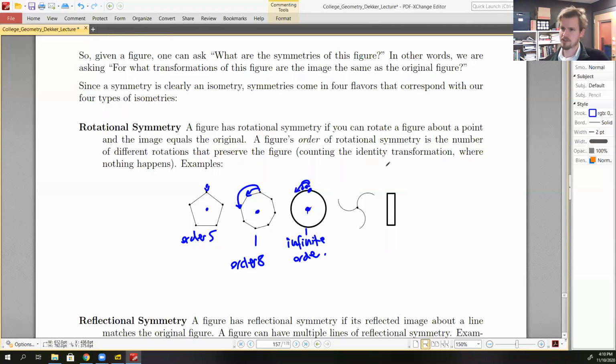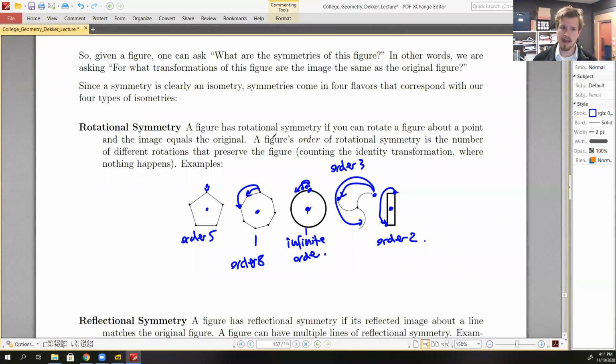Let's consider some objects that aren't just our nice regular polygons or a circle. Here we have what looks kind of like a fan, and I could consider how this point moves. I could move this point to here, or to here, or nowhere at all. So this is of order 3. Now what about a rectangle? We could rotate that and end up with something that looks the same. Again, look for that center, and I could rotate this point to over here and then rotate it back. So this is of order 2.